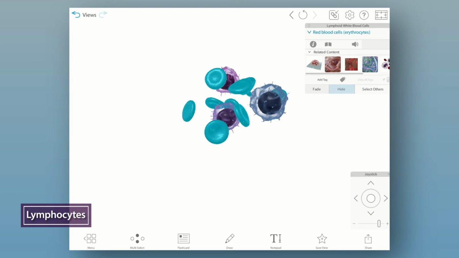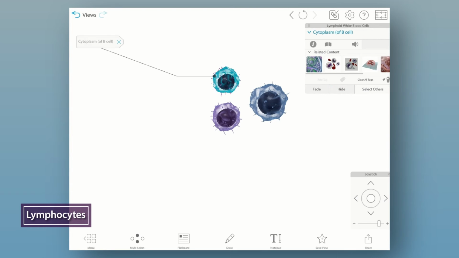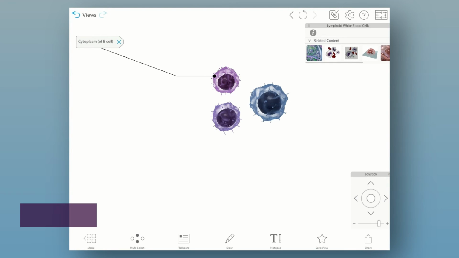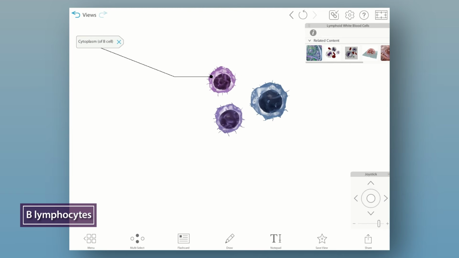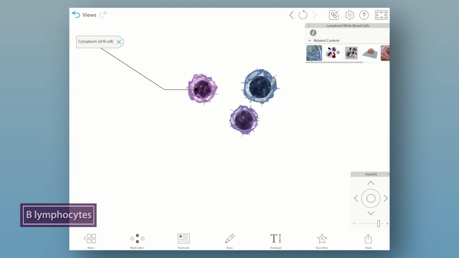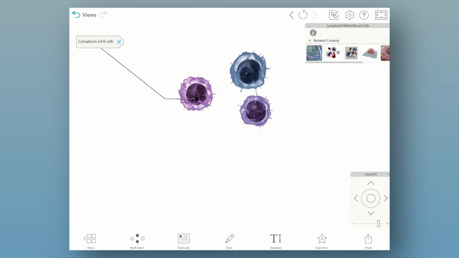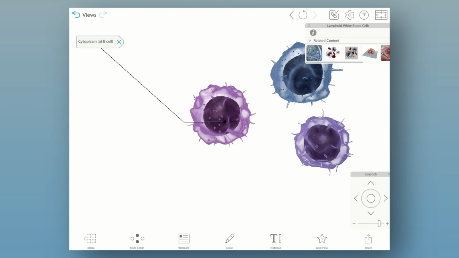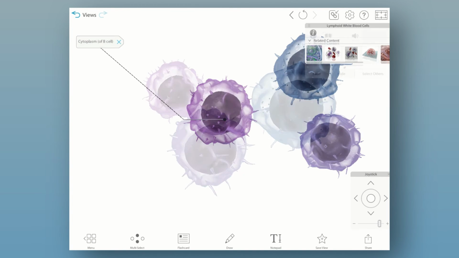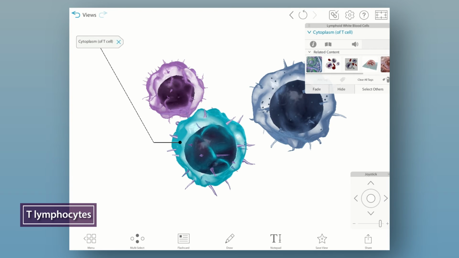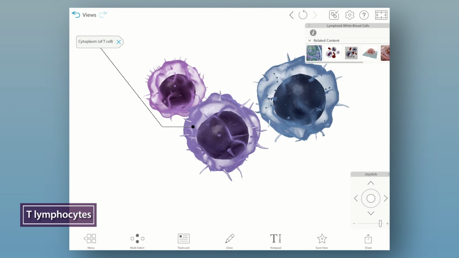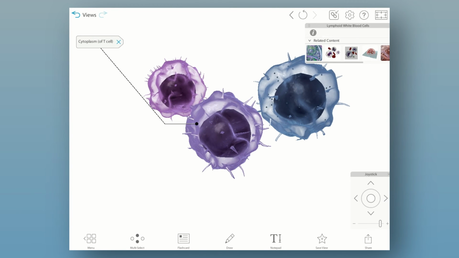Lymphocytes are the main players in adaptive immunity. B cells are responsible for antibody-mediated immunity. Activated B cells produce and secrete proteins called antibodies, which target specific antigens to flag, neutralize, or destroy them. T cells control cell-mediated immunity, the body's targeted response to infected or foreign cells.